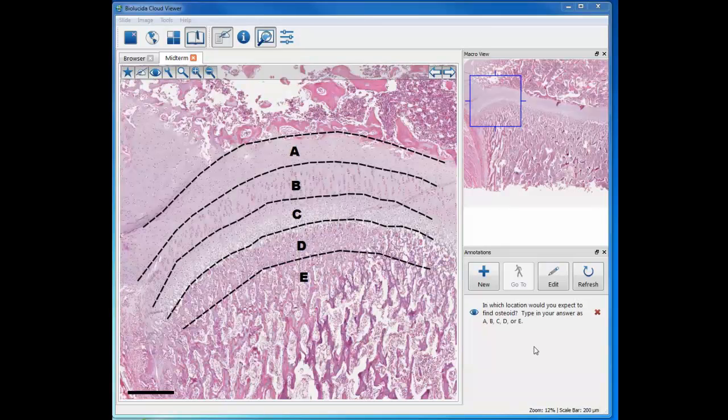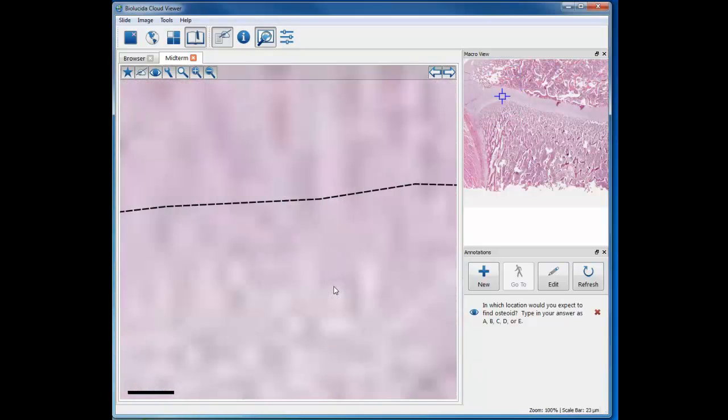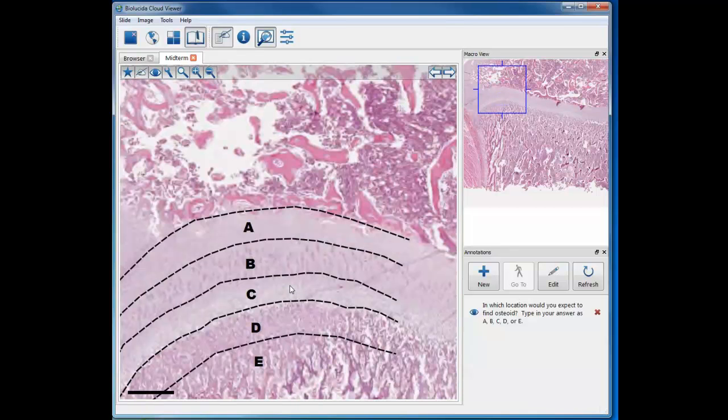Next question. This question presented the epiphyseal plate and labeled the zones A, B, C, D, E. And you were asked in which location you would expect to find osteoid. Well, where you're going to find osteoid is where bone is deposited. And so if you examine these zones carefully and you looked at each one of them, you would see this is all cartilage.